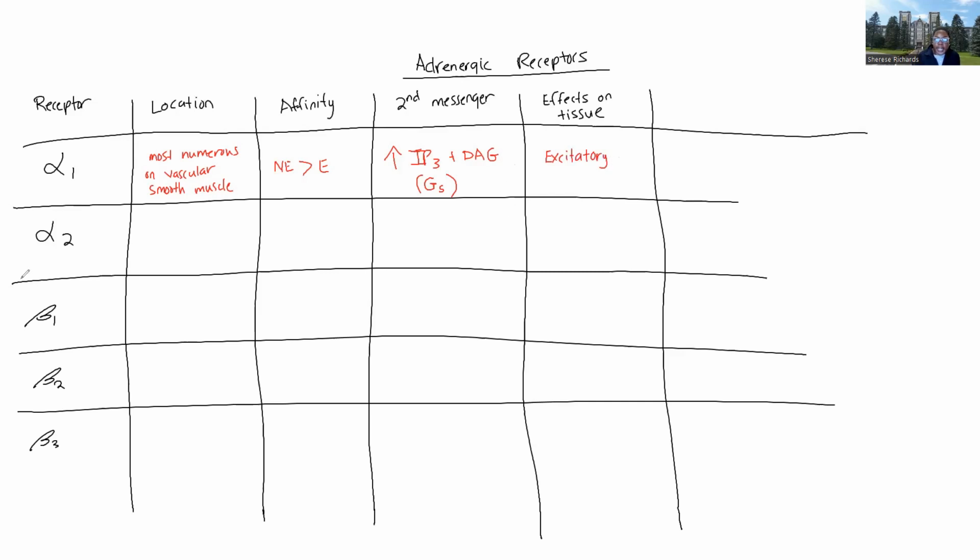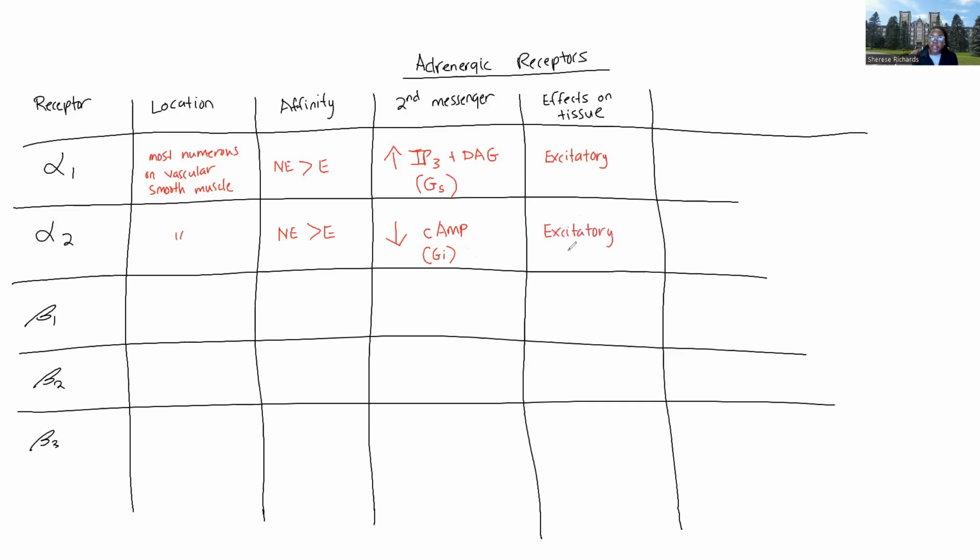Okay. If we look at alpha 2, it's going to be the same. So mostly on vascular smooth muscle. There are some other locations for alpha receptors, but they're most prevalent on the vasculature, right? The smooth muscle that lines our vasculature. It also has a preference for norepinephrine over epinephrine, and then it has a different second messenger. It also has a different action. So it decreases its second messenger. Its second messenger is cyclic AMP. And then it is coupled to a G inhibitory protein. Okay. Its effect on the tissue, however, is still excitatory.